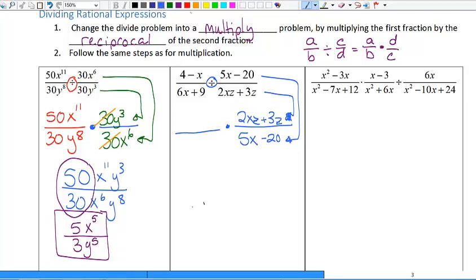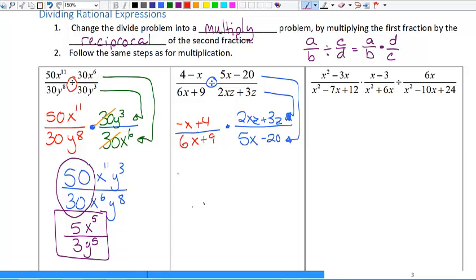So what happens to the first fraction again? That's right, it stays the same. So we have 6x plus 9 in the denominator. The one thing I am going to change, now I'm not reciprocating it, I'm just reordering the 4 minus x. So I'm going to change that into negative x plus 4 on the same step, just so that I don't have to rewrite it when I'm trying to factor.